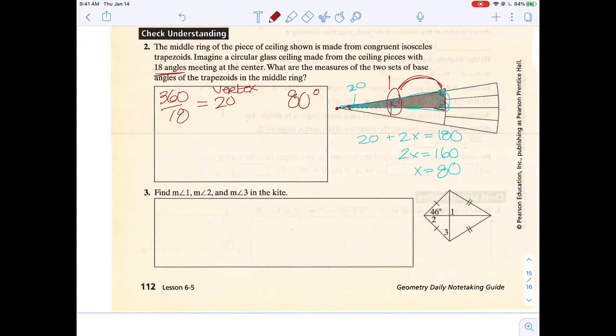Then I also need to know the top two base angles up here. Well, I know that the angles that share a leg are supplementary. So 180 minus 80 is 100. So the other two angles are 100 degrees because they are supplementary with the two bottom angles of the triangle.